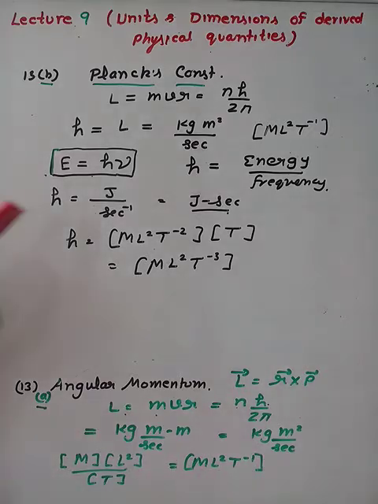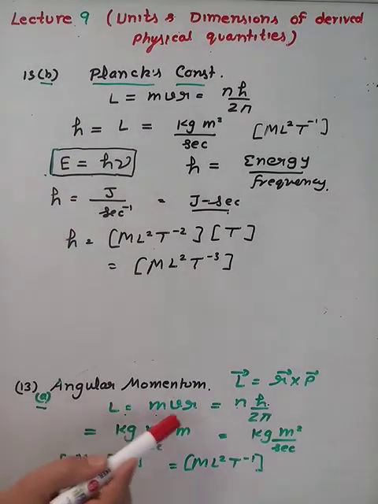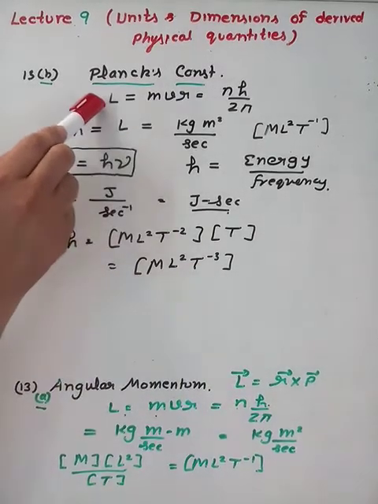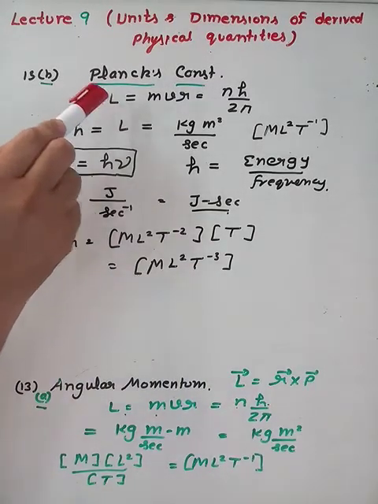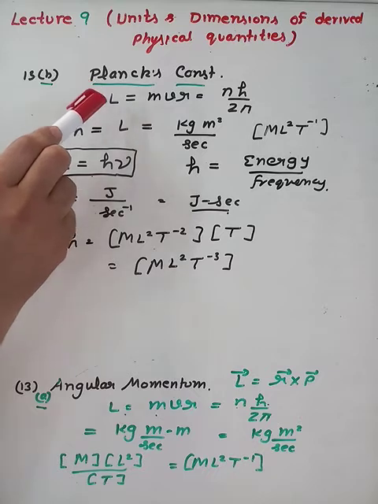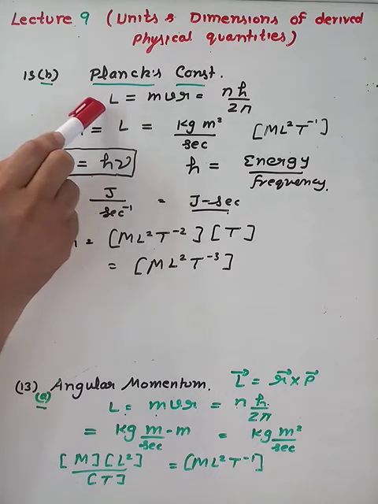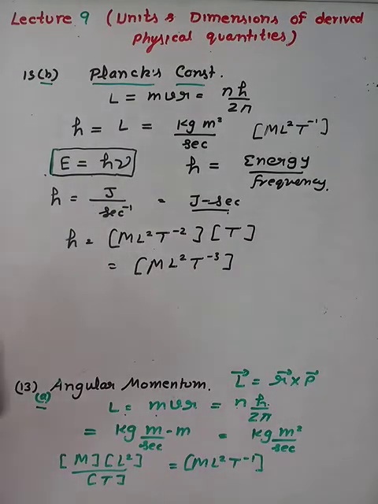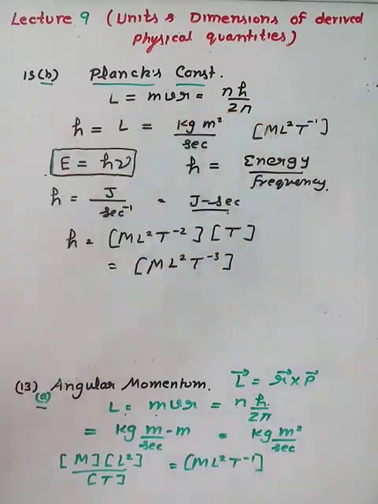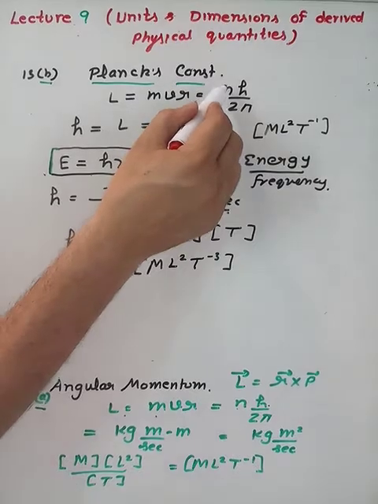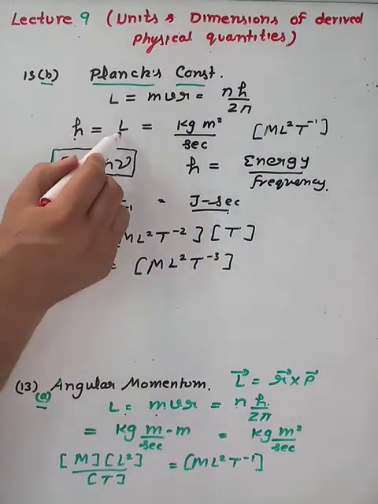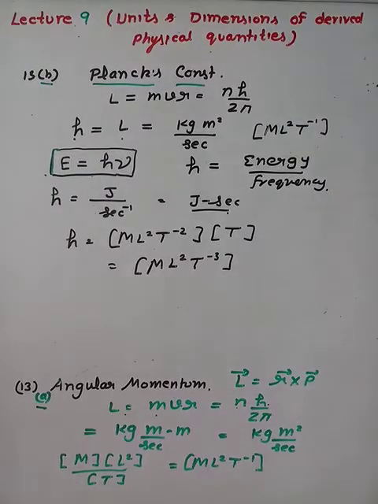Now Planck's constant, from the same formula L equals to mvr, which we have done in our earlier chapter, equals nh upon 2 pi. This is Bohr postulate that electron revolves around nucleus in a fixed orbit whose angular momentum mvr is equal to integral multiple of h upon 2 pi. n is integer, no dimension. 2 pi is a number, no dimension. Therefore h has the same dimension as that of L.